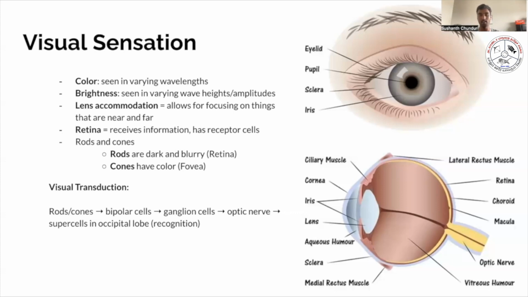The retina is a part of the eye that sits on the very back of your eye, and it has two receptor cells. It has rods and cones. Rods are dark and blurry, and they're on the outside of your retina, so they're on the outside of your vision, basically. And cones have color, and they're on your fovea. The fovea is like your focal point. That's where you see the most color.